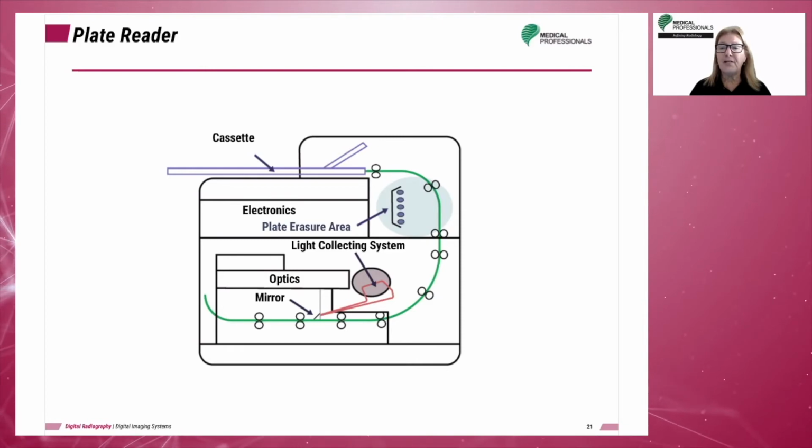The photodetector is used to sense the light that is released from the plate during the scanning, and the analog to digital converter, or ADC, receives the light and converts it into an electrical signal.